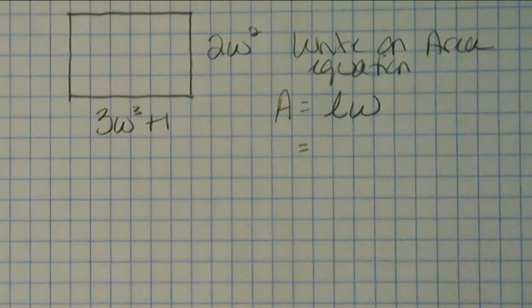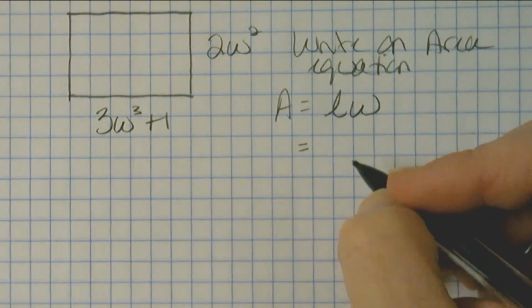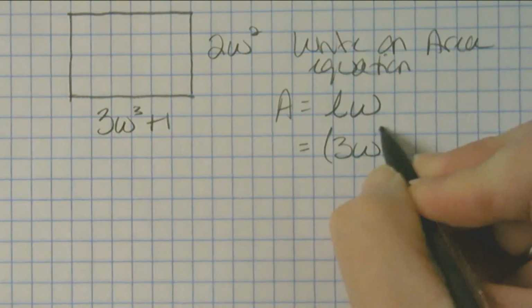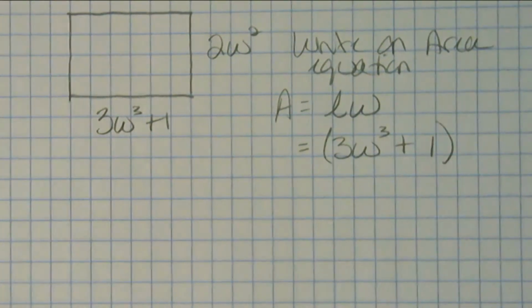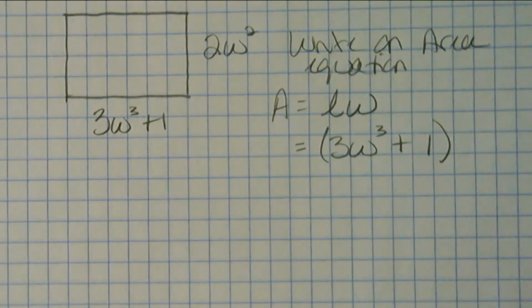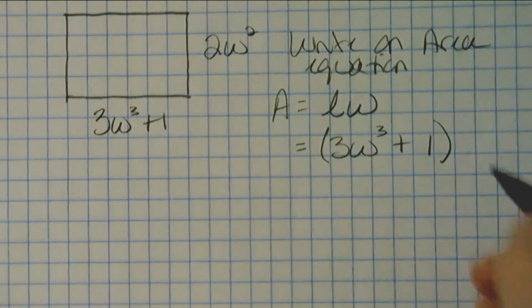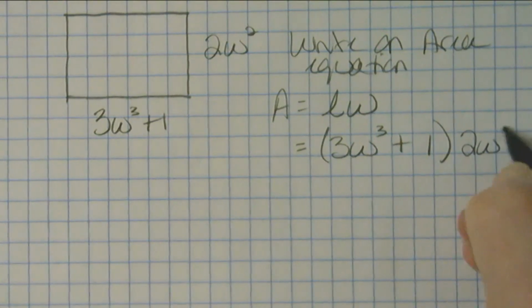What is the length of my rectangle? Length and width, it doesn't matter which is which. So what's the length of my rectangle, Mateo? Yep. I have to put that entire thing in parentheses, because that entire expression is the length, times my width of 2W squared.